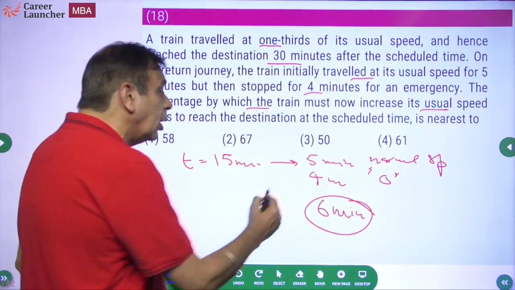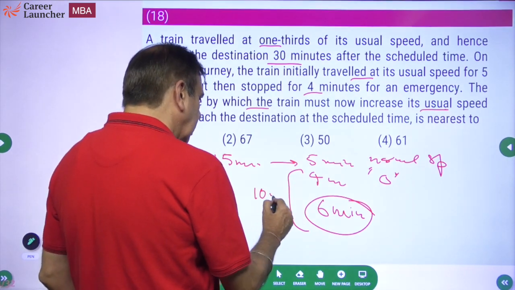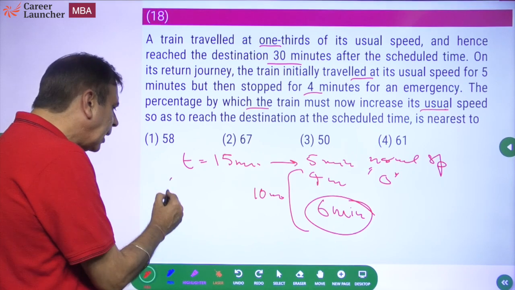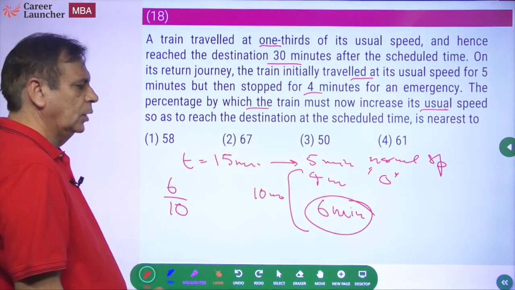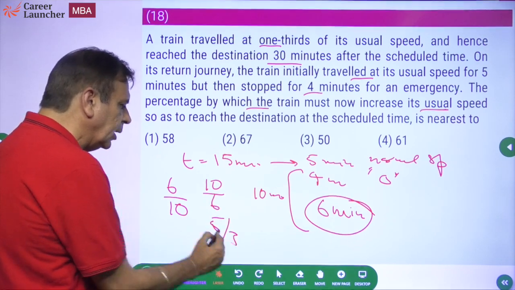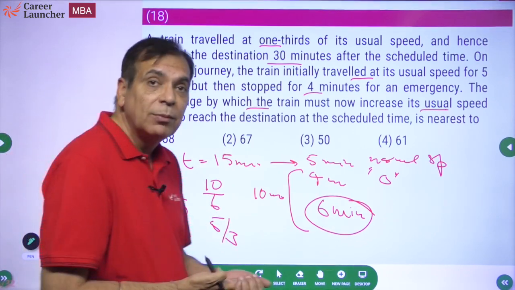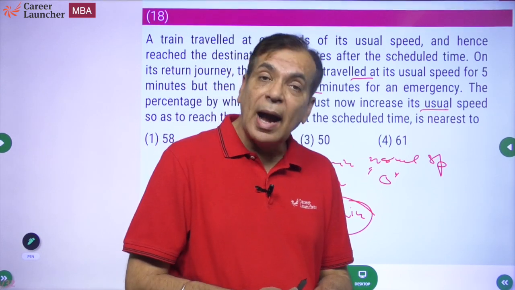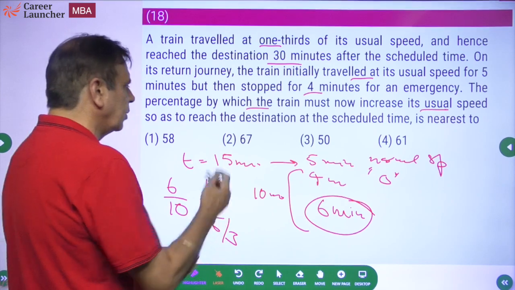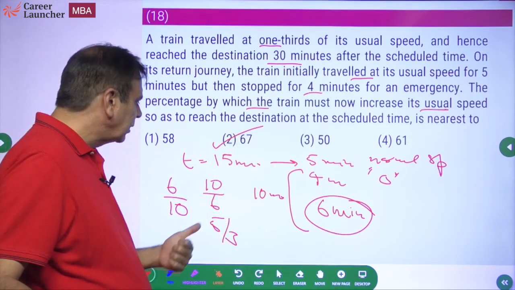But what is the value of the distance? It is a 10-minute distance. It has to do a 10-minute distance in 6 minutes. The time has to become 6 by 10. So the speed should become 10 by 6 or 5 by 3. If the speed becomes 5 by 3 times, that means your speed has to become higher by 2/3 or 66.67%. So the answer should be 2/3. I'll repeat this last part again.